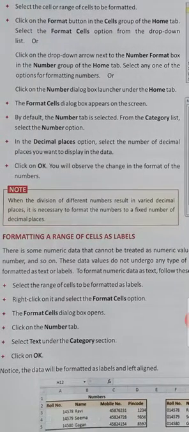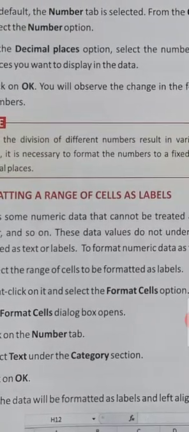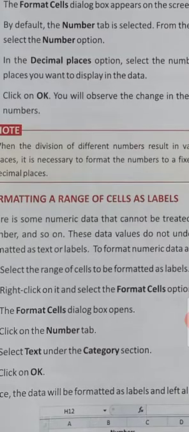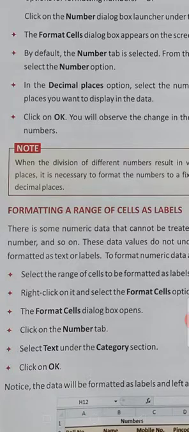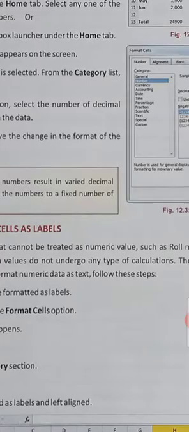Formatting a range of cells as labels. In our computer, some numbers are not really numbers. They are not used in calculations, like phone numbers, roll numbers, pin codes. So these are not counted as normal numbers, and we can give them as labels. To format numeric data as text, we count them as text. Select the cell or range to be formatted as label. Right click on it and select the Format Cells option. The Format Cells dialog box opens. Click on the number tab, select Text under the category section, click OK.